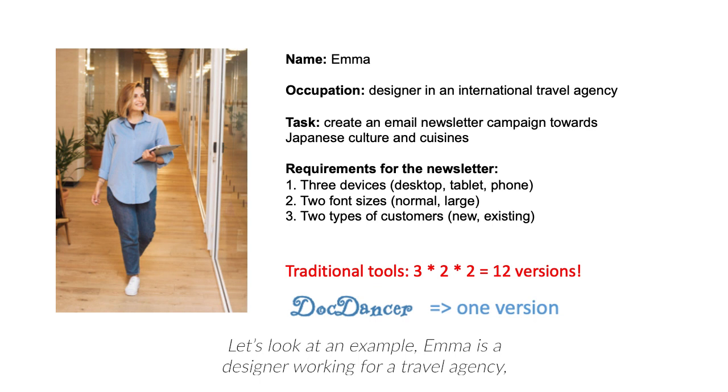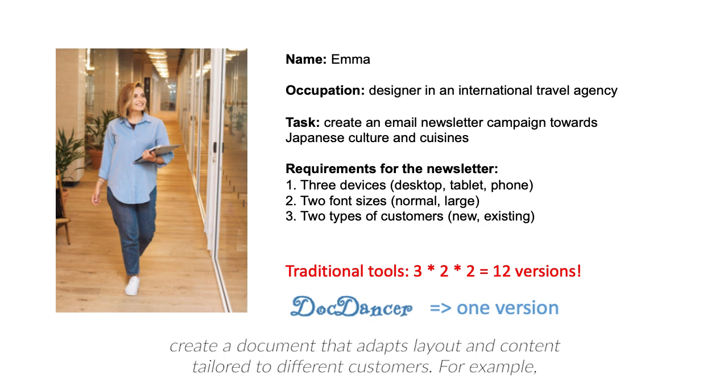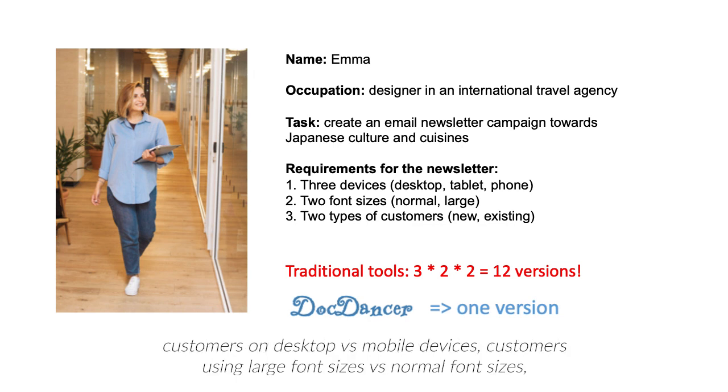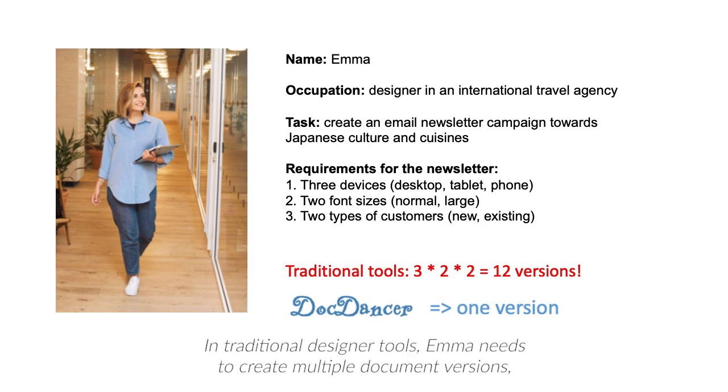Emma is a designer working for a travel agency, and she needs to create an email newsletter to promote Japanese cuisine and culture. She needs to create a document that adapts layout and content tailored to different customers. For example, customers on desktop versus mobile devices, customers using large font sizes versus normal font sizes, and also presenting different coupons for new and existing customers.